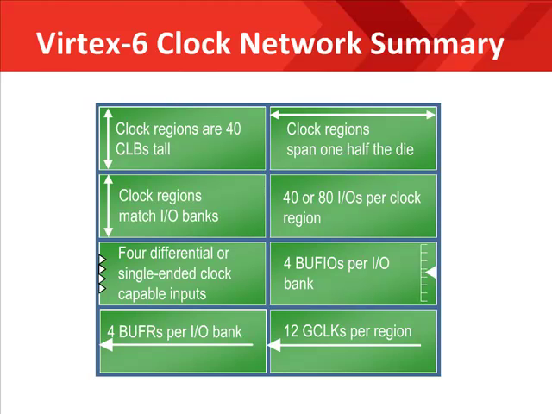There are 4 BUFIOs per I/O bank as well, and it supports 12 global clocks to be routed into each of the regions. Now, depending on the specific device, a clock region can have 1 or 2 I/O columns. This will affect the number of I/O pins and the BUFIOs and BUFRs per clock region. It does not affect the number of globals or regional clock networks that are supported per clock region.